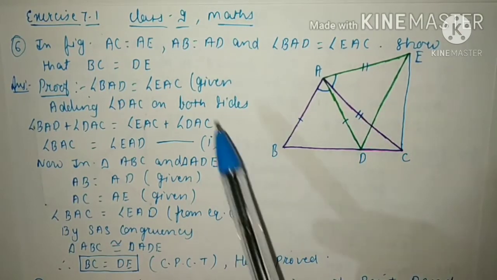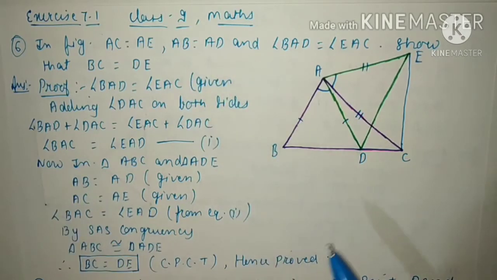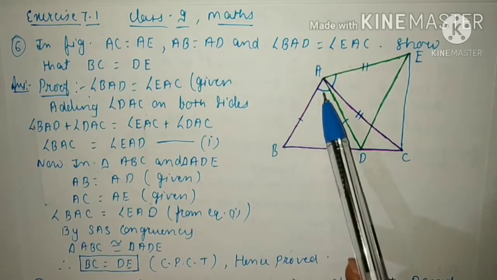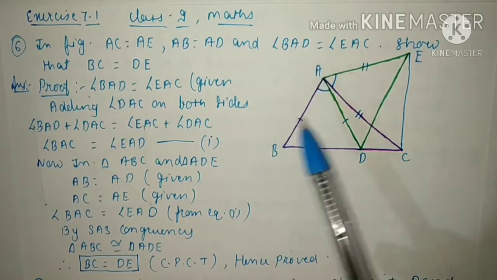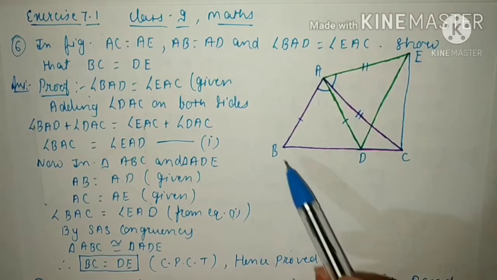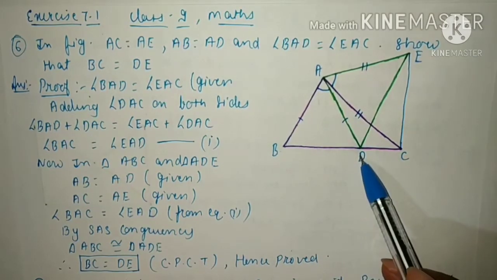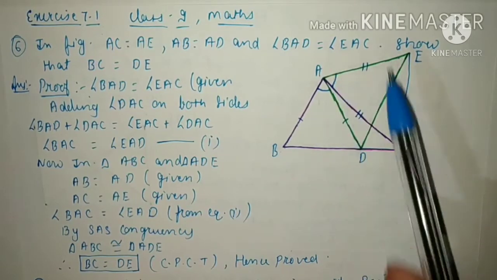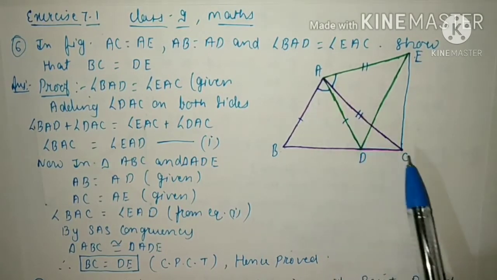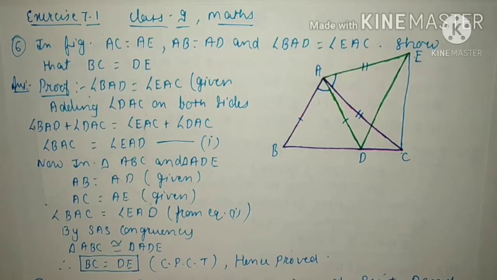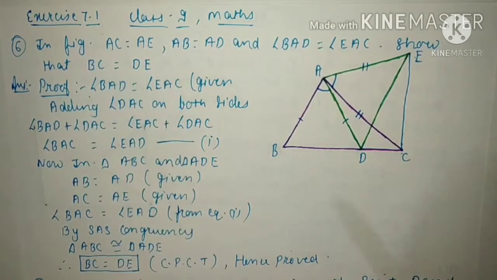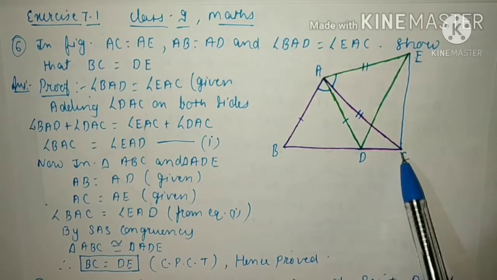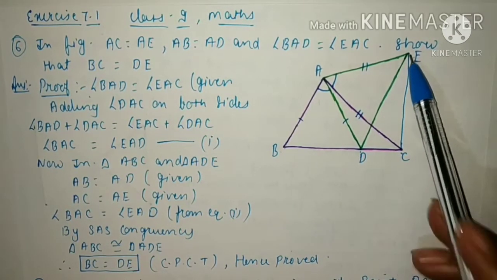And AB is equal to AD. This AB is equal to this AD. It is marked by a single line. Now, angle BAD is equal to angle EAC. This angle BAD is equal to this angle EAC. Now we have to show that BC is equal to DE. This is BC and this is DE.